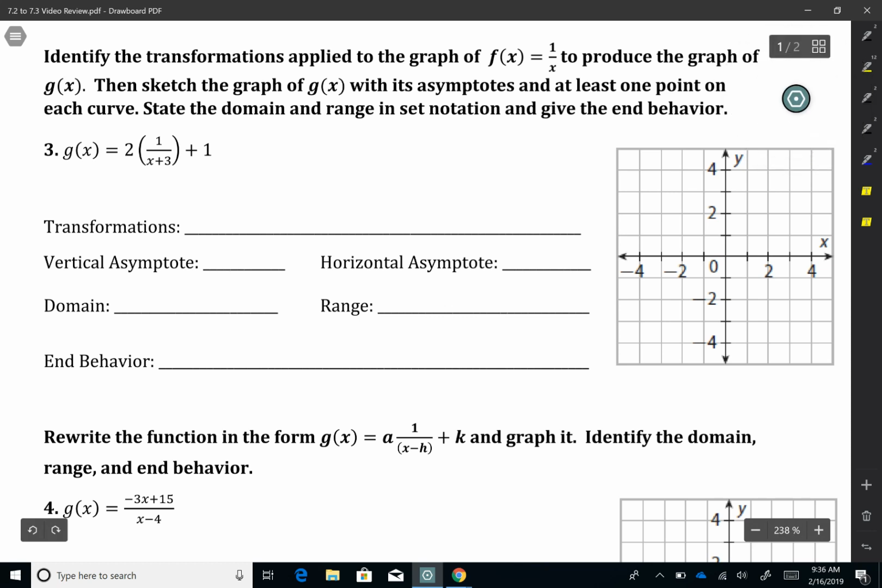Okay, here we go. The transformations in this one, remember that we have our general form is g of x equals a times 1 over x minus h plus k, where a tells us our vertical stretch or shrink or reflection over the x-axis, h tells us right or left, and k tells us up or down. So my a value is 2, so that means I have a vertical stretch by 2.